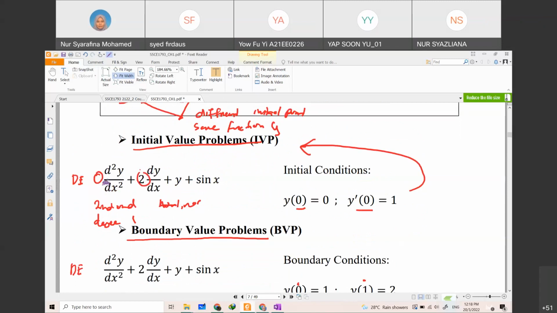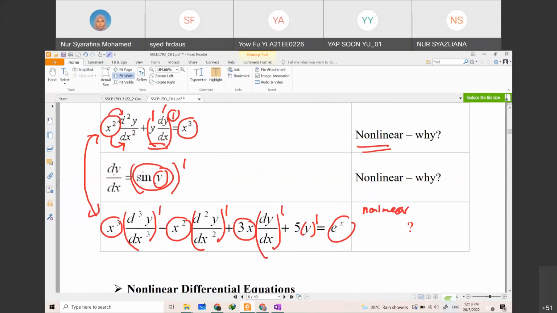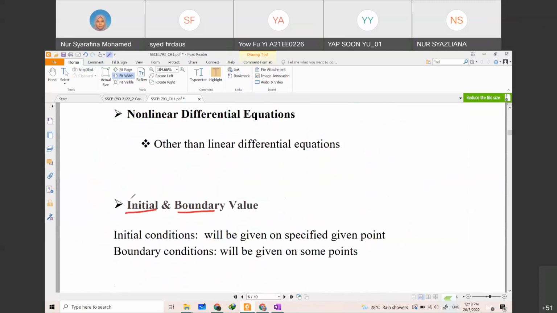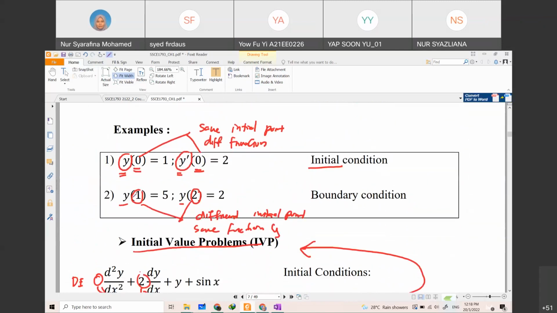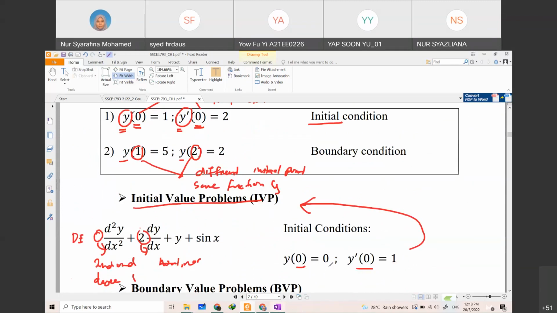The coefficient here depends only on independent. There is no x for the coefficient. Different with the previous example. We have x there. Right? We have x there. Thank you. Okay. Good question. Thank you.